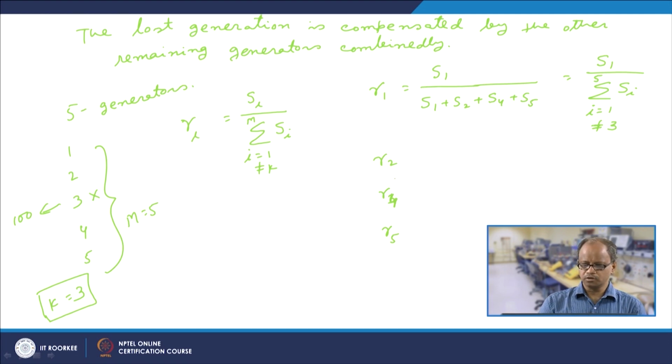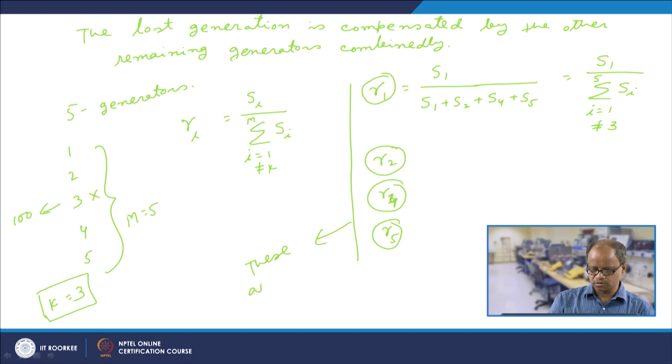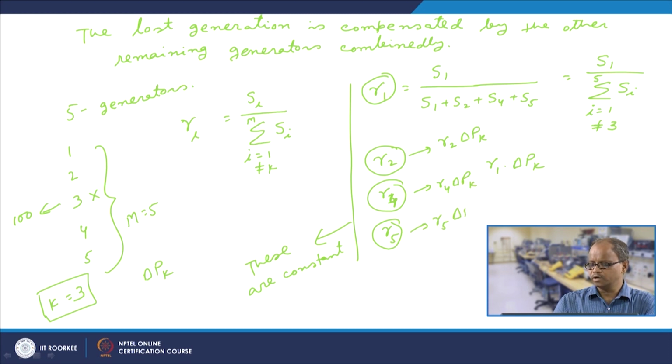Once we get gamma 1, gamma 2, gamma 4 and gamma 5, because all these quantities are known, these are nothing but the MVA ratings, they are all constant quantities. Now, if the change is delta Pk, what would be the share of this delta Pk for bus 1? This share would be nothing but gamma 1 into delta Pk. For bus 2, it would be gamma 2 into delta Pk, for bus 4 gamma 4 into delta Pk, and for bus 5 gamma 5 into delta Pk.